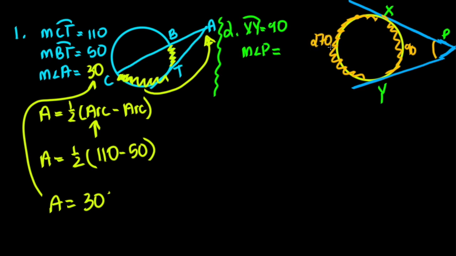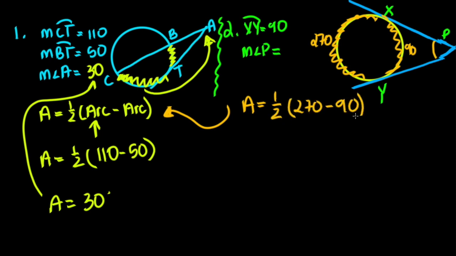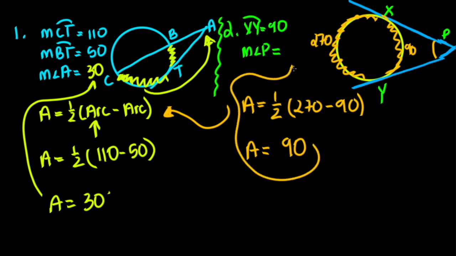We can go ahead and use the same formula that's over here. I'm not going to go ahead and rewrite it. We can just use that same one. So A is going to go ahead and equal 1/2, and then 270 minus 90. 270 minus 90 equals 180, and half of 180 equals 90. So our angle is going to equal 90 degrees. So right over here, we can go ahead and write 90.